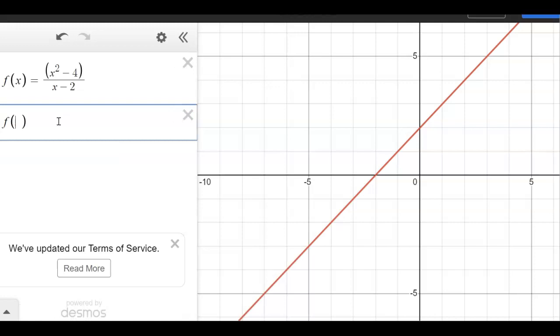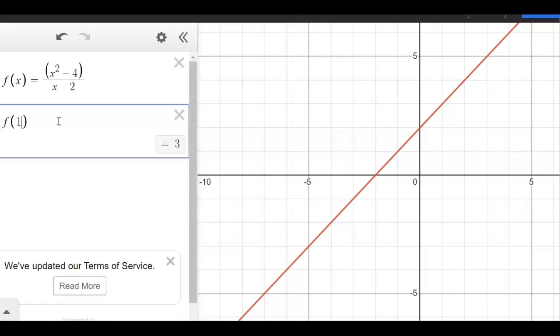So if I want to plug in a number smaller than 2, like 1, I could then create a table of values. So x equals 1, y equals 3.